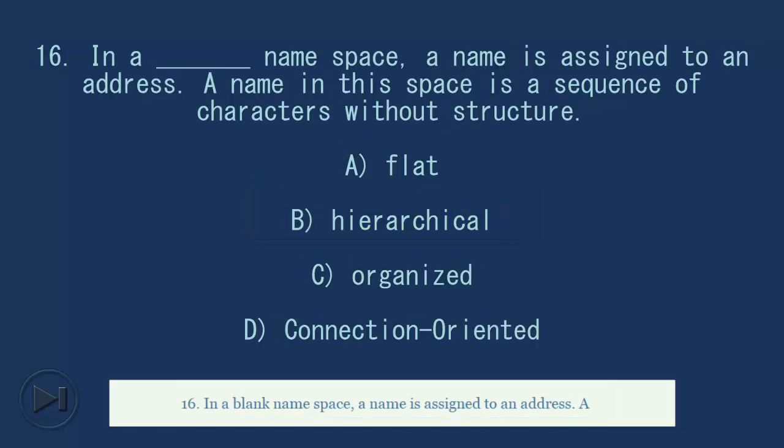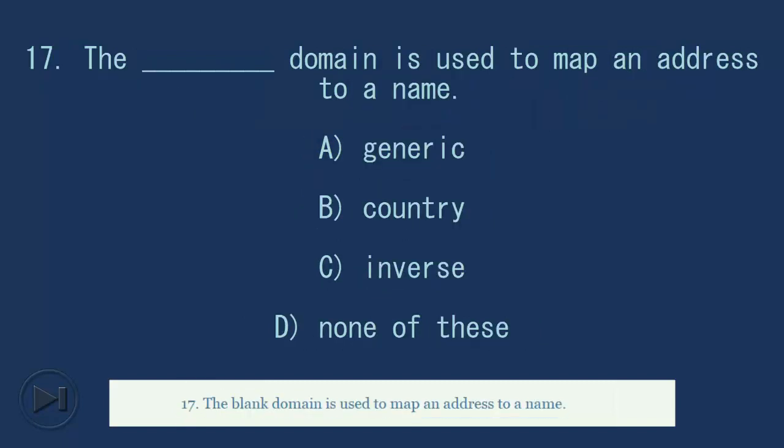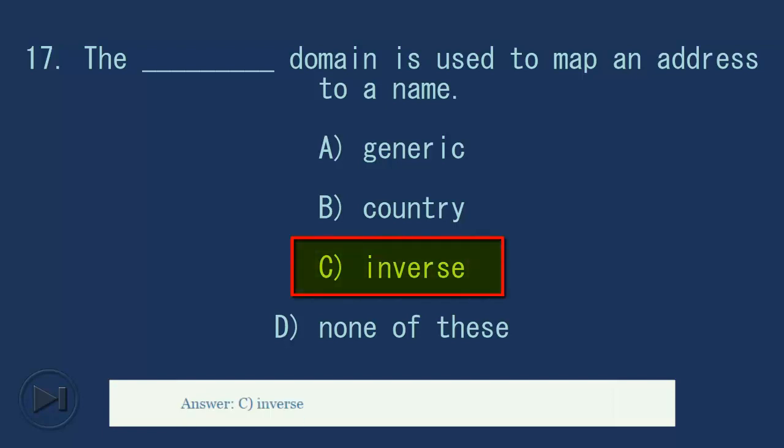16. In a blank namespace, a name is assigned to an address. A name in this space is a sequence of characters without structure. A. Flat. B. Hierarchical. C. Organized. D. Connection-oriented. Answer, A. Flat. 17. The blank domain is used to map an address to a name. A. Generic. B. Country. C. Inverse. D. None of these. Answer, C. Inverse.